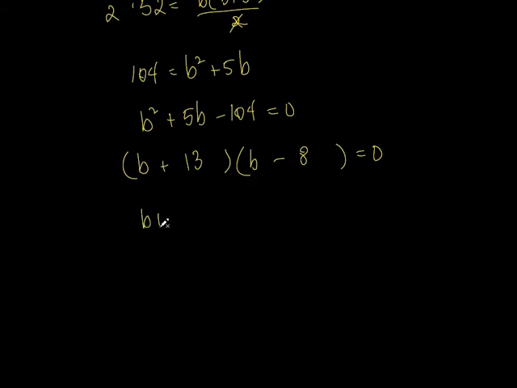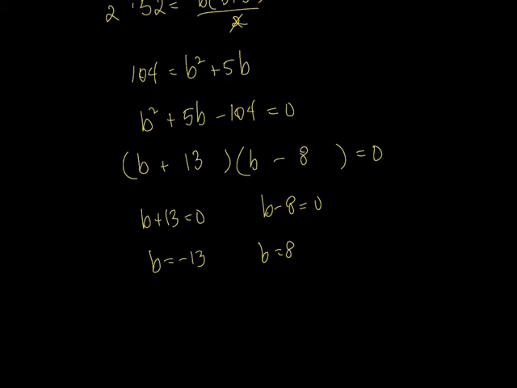So I'm going to take b plus 13 and set that equal to 0, and I'm going to take b minus 8 and set that equal to 0. Subtract 13 from both sides, so b is negative 13. Add 8 to both sides, and b is equal to 8. Now in Algebra 2, you would circle them both, you'd be done, and that would be your answer.